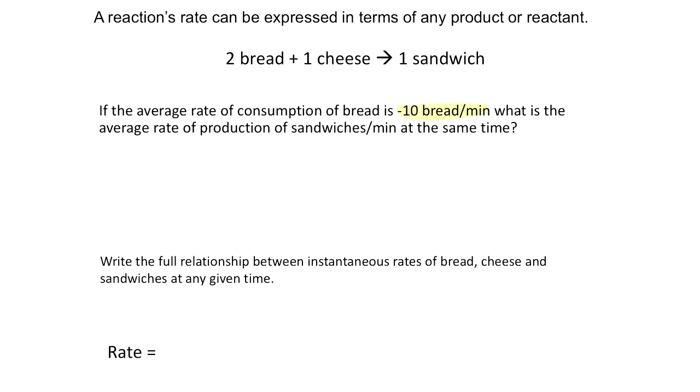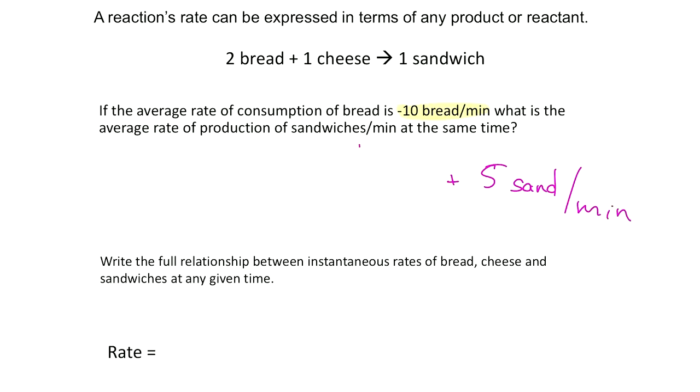5. Yes. We have to consume twice as much bread to make one sandwich. So if we eat up 10 breads, we can only make 5 sandwiches over that same time period. So 5 sandwiches per minute. And this is a positive 5 because we're producing it.